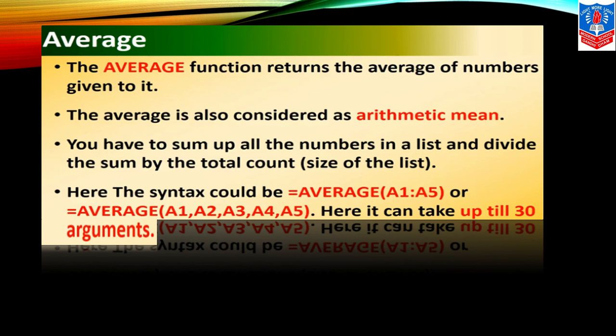When you are giving the first and last range, in both the ranges colon must be there, children. If you are going to give all the cell ranges name, so those cell ranges must be separated by comma. Here it can take up till 30 arguments, remember.